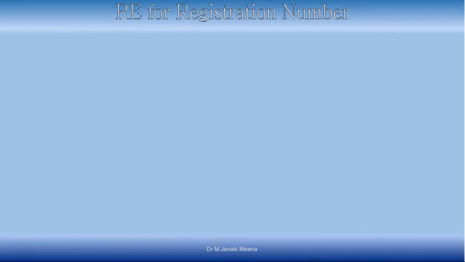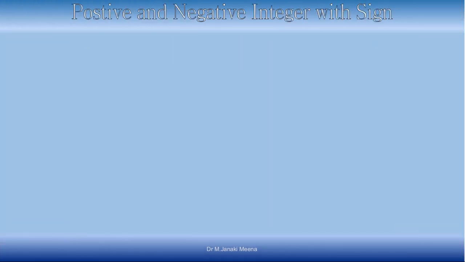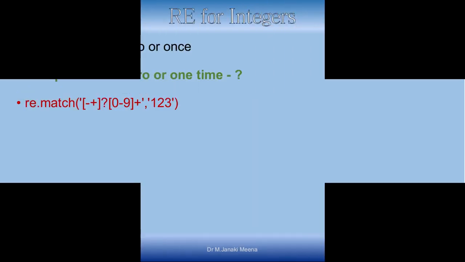Next, what we are going to see is how to write a regular expression to represent positive and negative integers with sign. So it can be like plus 123. The regular expression should match merely 123 without sign. Generally we do not put a plus sign for positive numbers, so this also should match. Minus 123 also should match. But if the user gives plus plus 123, then it should not match. We will put the sign only once, or we may not put the sign. If we do not put the sign, then the implicit meaning is it is a positive number, right?